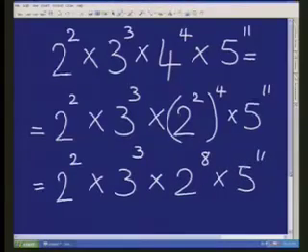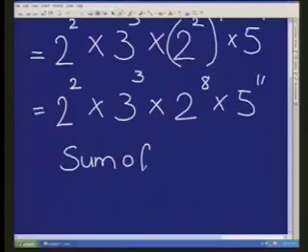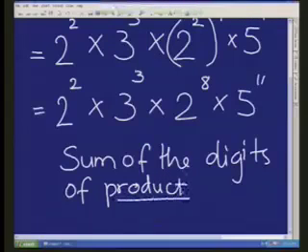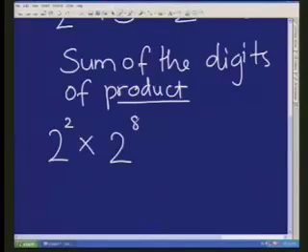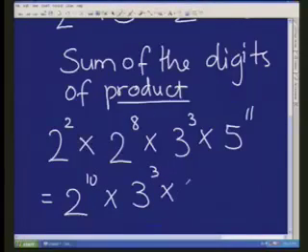Okay? And the question that we're trying to do is to find what this is equal to, because we need the sum of the digits of the product. So we really want the product first, because once we have the product, we can find what its sum will be. Right, so far we've got 2 squared times 2 to the 8 times 3 cubed times 5 to the 11, which simply gives us 2 to the 10 times 3 cubed times 5 to the 11.